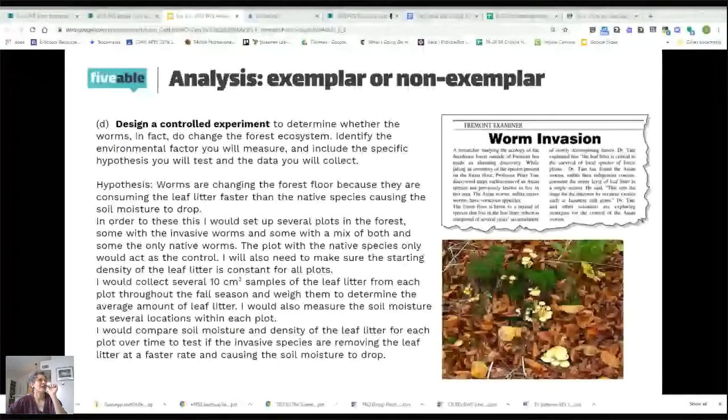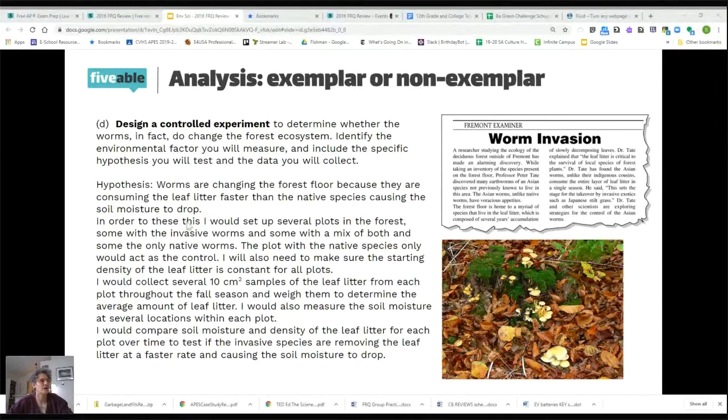Remember, we're designing a controlled experiment. They want us to identify the environmental factor and put it in a hypothesis. Worms are changing the forest floor because they are consuming leaf litter faster than the native species, causing the soil moisture to drop. Some basics of hypothesis, I think, will be really good for us to cover in our FRQ sessions going forward. But this is testable.